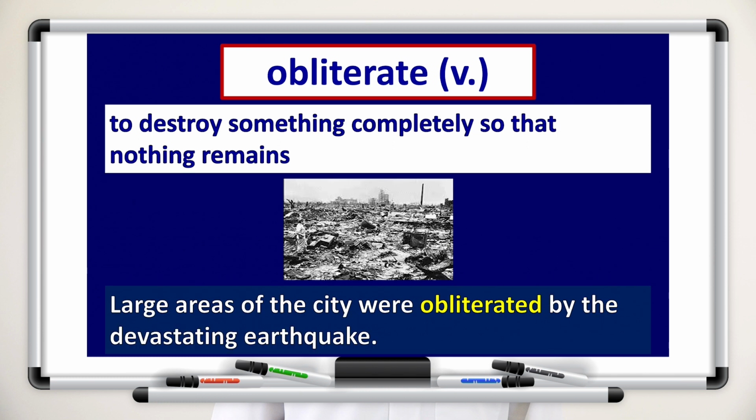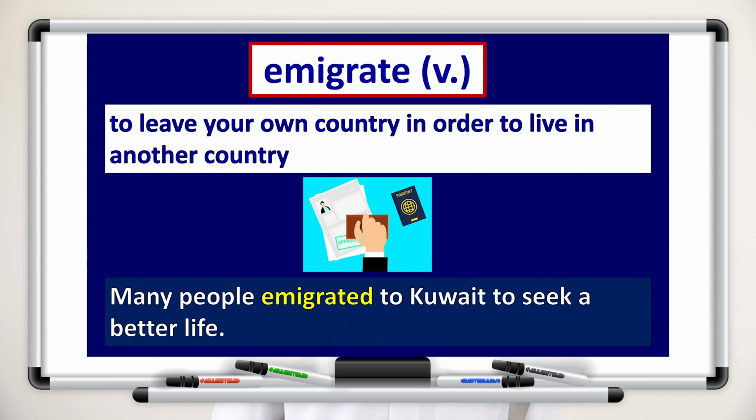Now, what do you think obliterate means? Obliterate is to destroy something completely so that nothing remains. Large areas of the city were obliterated by the devastating earthquake, destroyed completely. Like this picture. Emigrate is a verb which means to leave your own country in order to live in another country. Many people emigrated to Kuwait to seek a better life.